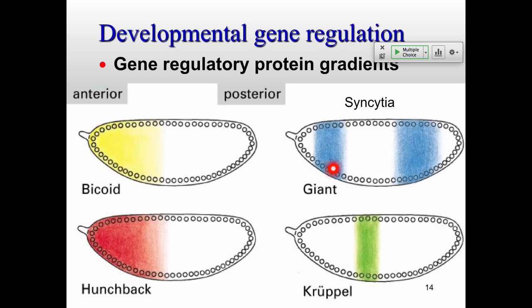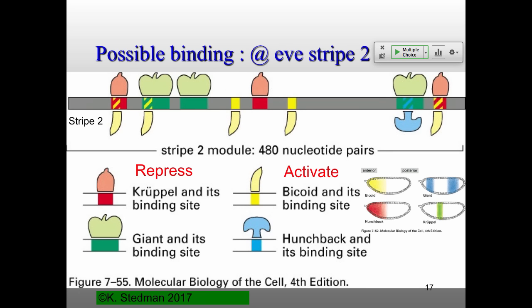Giant, what does that mean? If you knock out this gene, you have giant embryos. Hunchback, you knock out that gene, the embryos are crunched up. And so that's where these names actually come from. Unfortunately, they're not terribly helpful as far as this is concerned. What's much more important is that 2 of these are repressors of transcription, and 2 of them are activators of transcription. So cripple and giant are repressors of transcription. Bicoid and hunchback are activators of transcription.